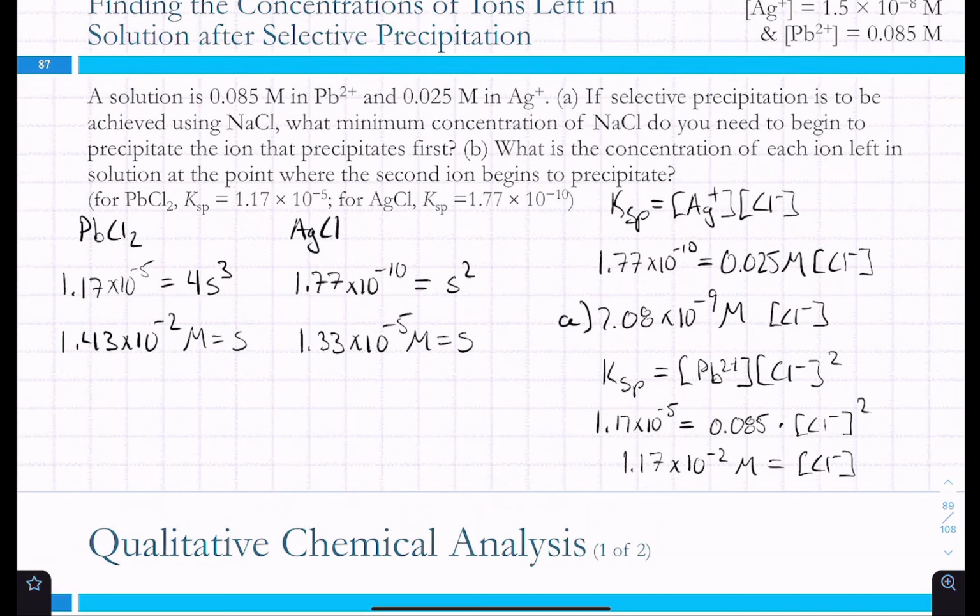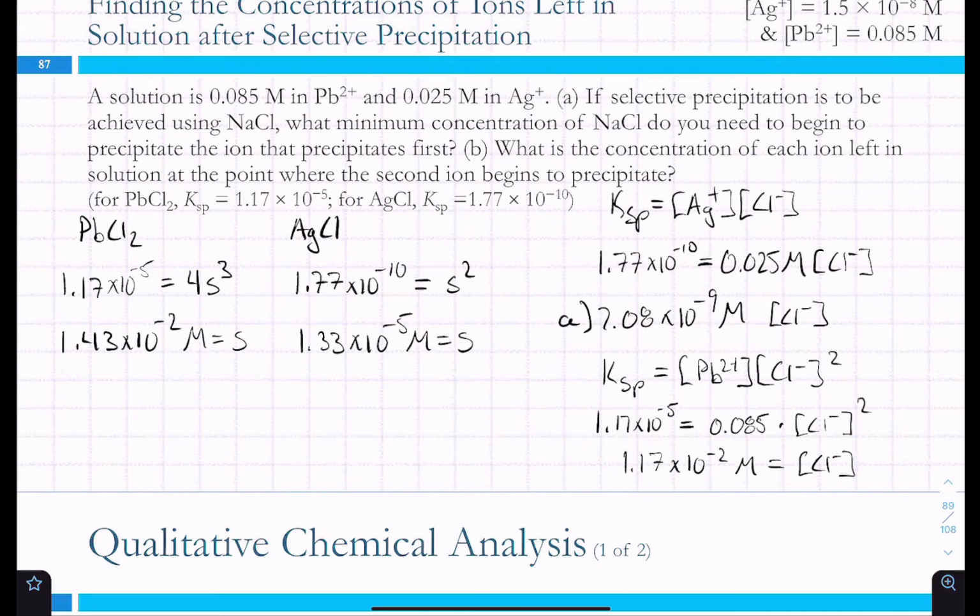So that's how much chloride we would have to add to get all the way up until the very point where lead would start to precipitate. So that's K is equal to Q. It's right on the brink, right on the precipice. If we had any more chloride ions, lead starts to precipitate.